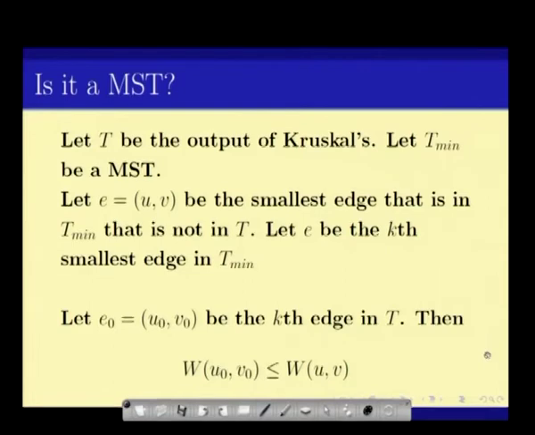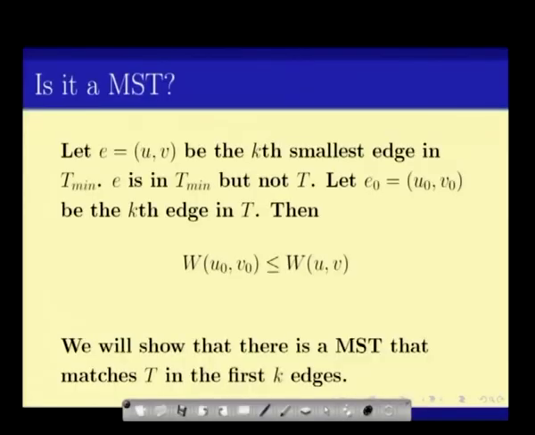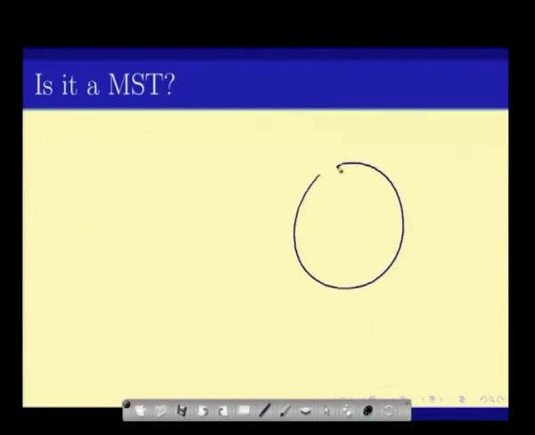So, what do we do? We will try to show that there exists some other minimum spanning tree that matches our output not just in the first k minus 1 edges, but in k edges, meaning there is another MST where it matches with our output in the k minus 1 as well as the kth edge. Basically, we can prove it by saying that this is our T.